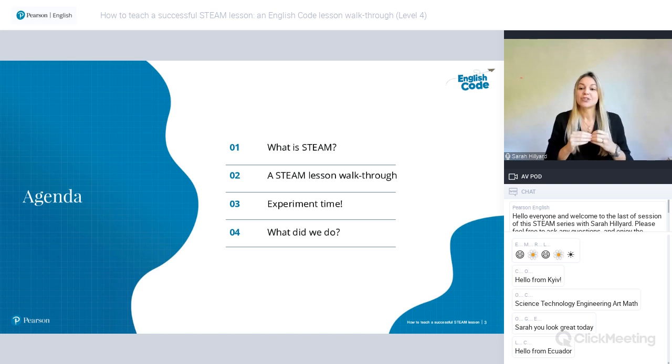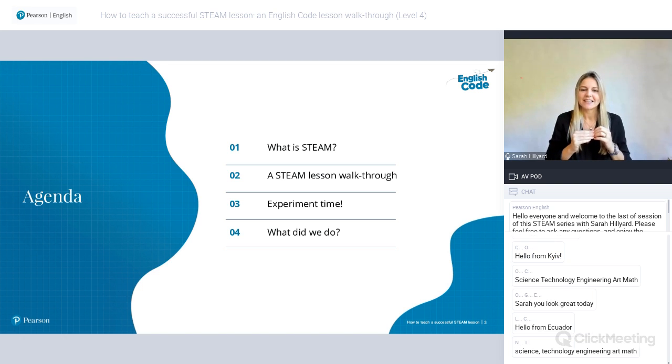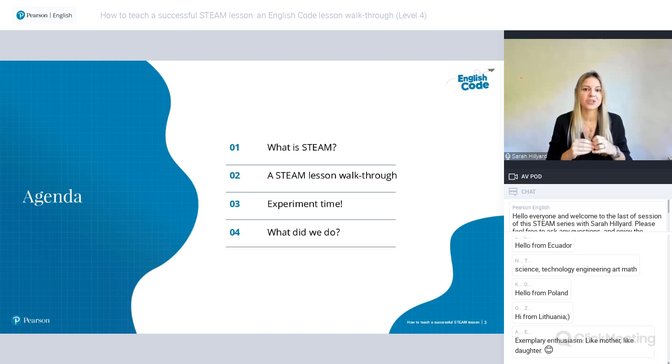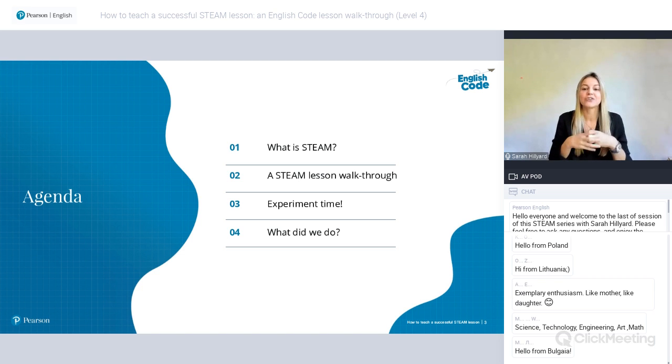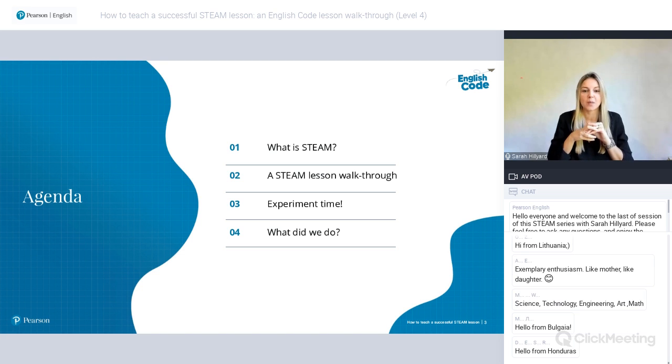This is a demonstration of an engineering experiment about building strong bridges. Although it's a demonstration, it doesn't mean we won't interact, the same as our last lesson walkthrough. Please do feel free to use the chat box, ask questions, answer questions, contribute with your ideas, share as teachers and also as students. I will ask you to pretend that you're students at some points and interact with me like a learner in grade 4 primary level.